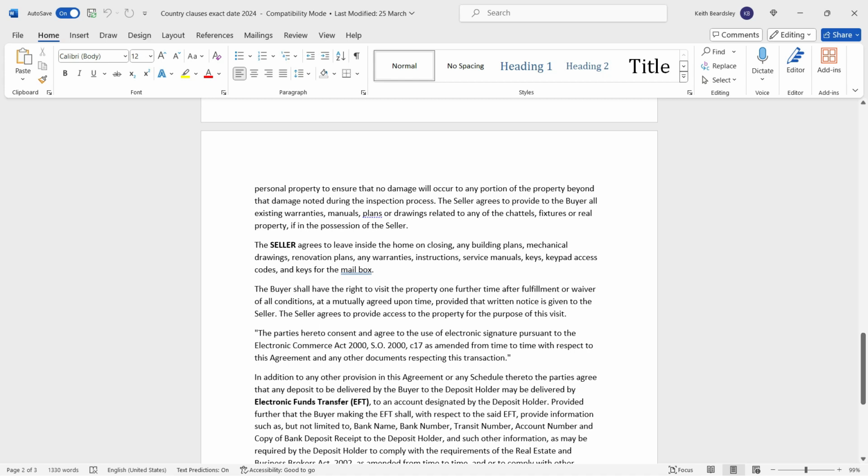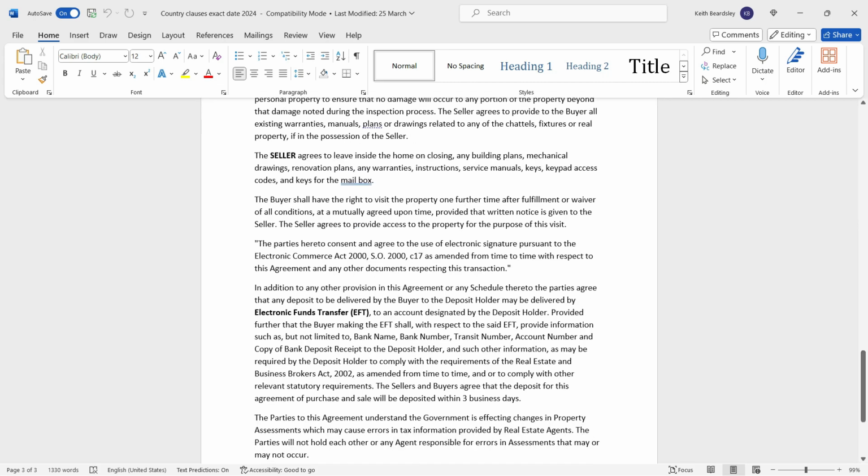Now, the seller agrees to leave inside the home on closing building plans, mechanical drawings, and so on. So if you have these types of items, and the big thing here is essentially in their possession, let's say things like the keys to the mailbox. You have a furnace, and you've got the plans that came with the furnace, how to operate it, that type of thing. That's where you tend to leave all of that stuff.